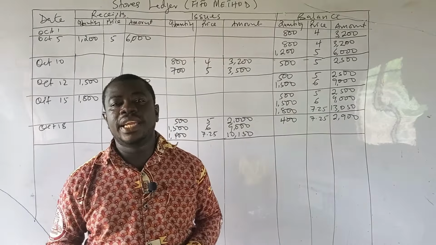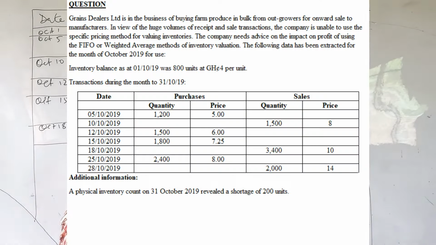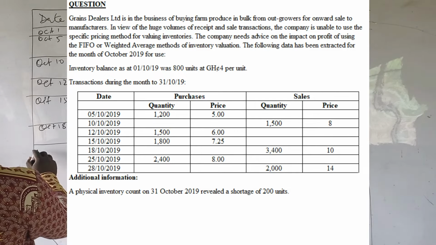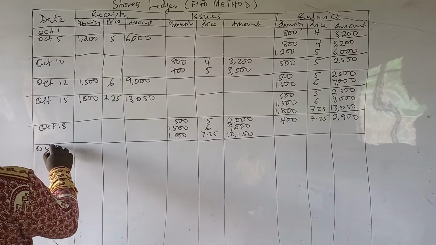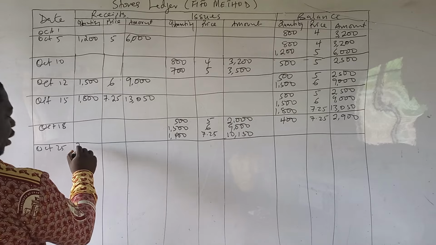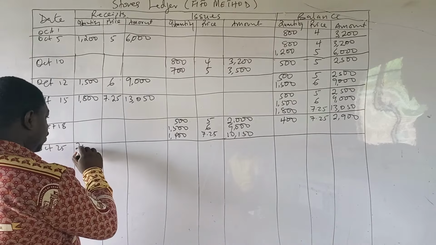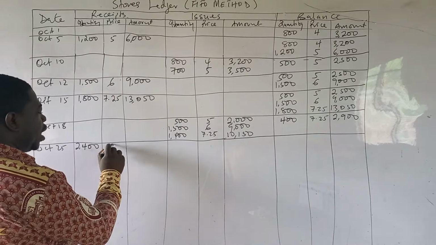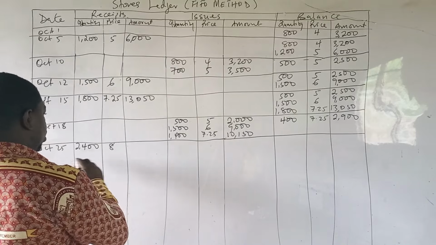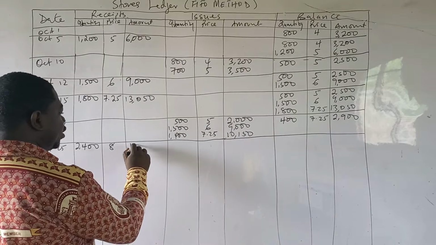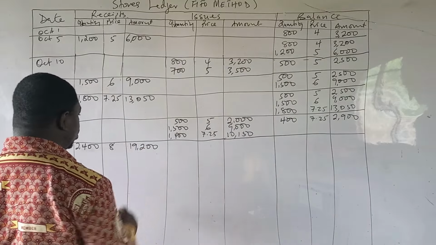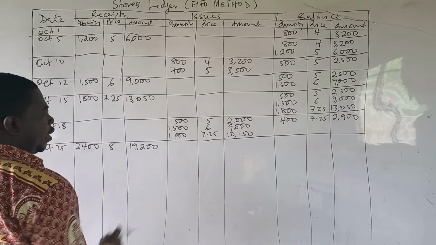Now, the next date is on the 25th. There was a receipt or a purchase of 2,400 units at 8 cedis. So on October 25th, 2,400 units were bought at a unit price of 8. So 2,400 times 8 is going to give us 19,200. So we have 19,200.